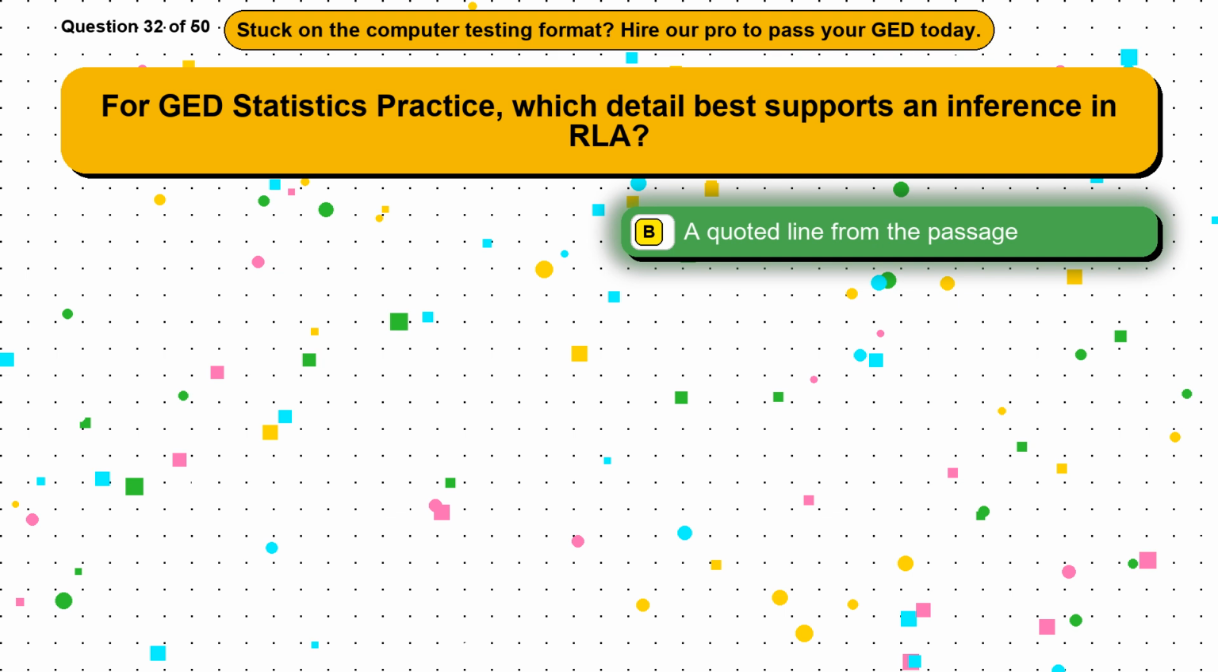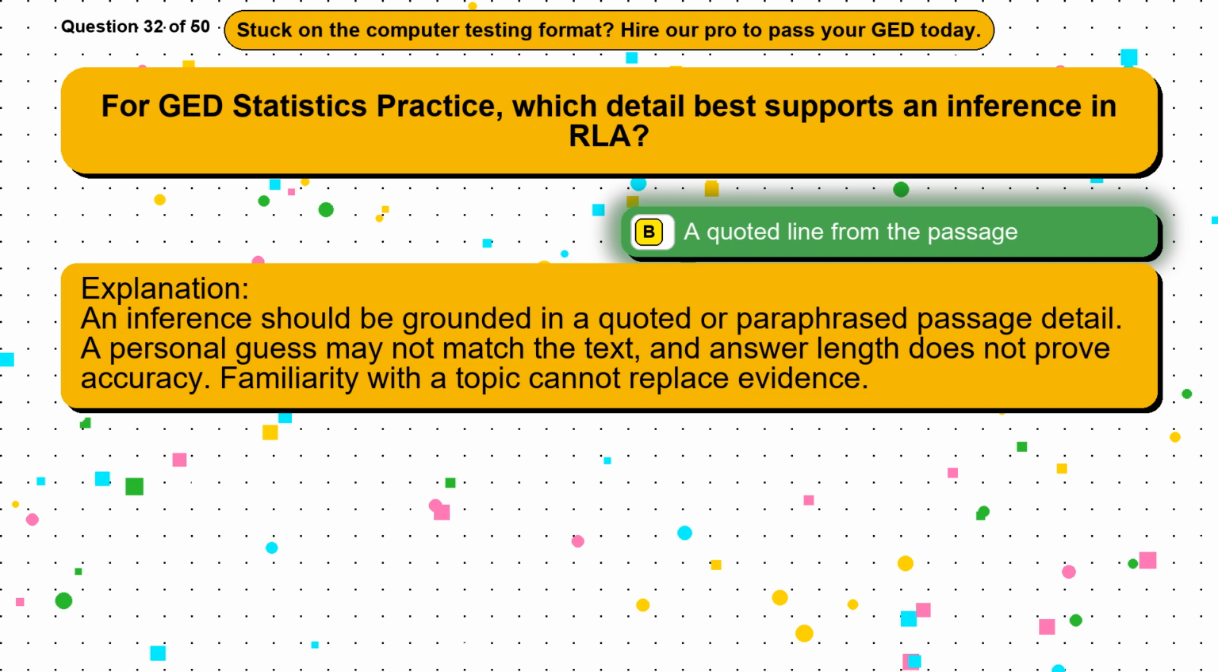A quoted line from the passage. An inference should be grounded in a quoted or paraphrased passage detail. A personal guess may not match the text, and answer length does not prove accuracy. Familiarity with the topic cannot replace evidence.